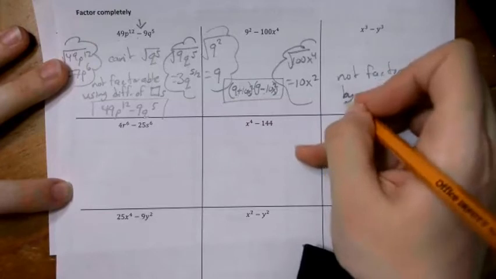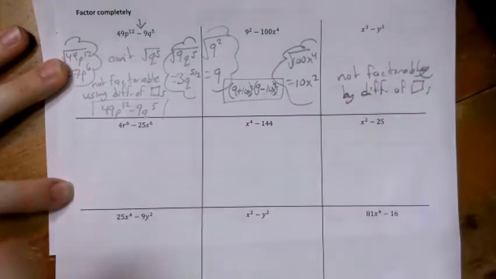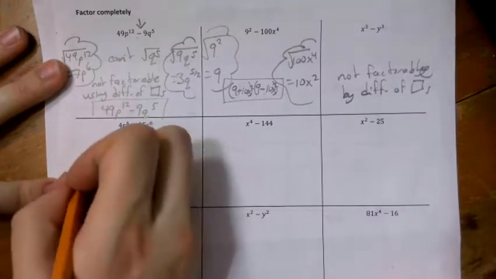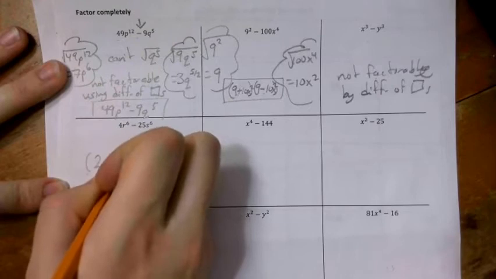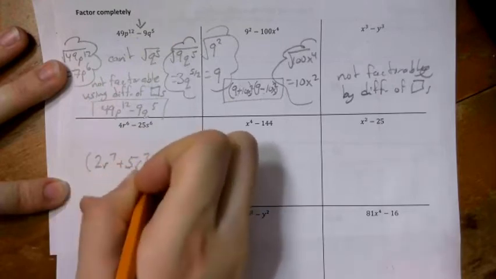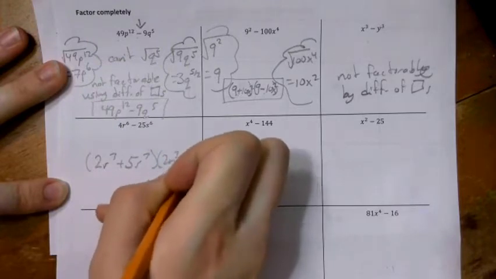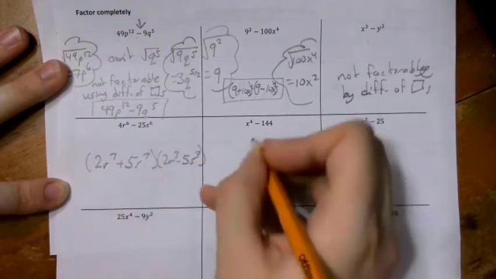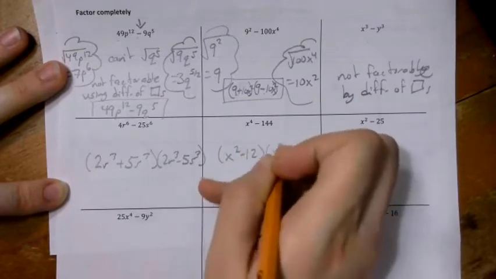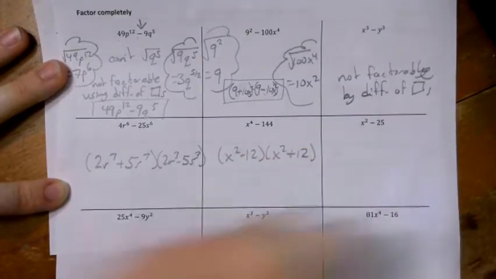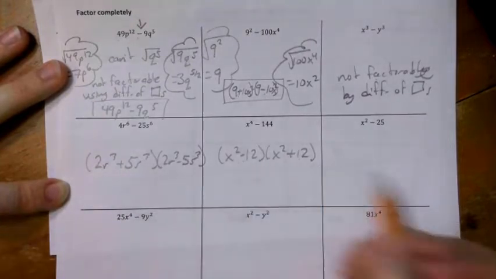Factorable by the difference of squares. For our next one down here, you should have gotten 2r cubed plus 5s cubed times 2r cubed minus 5s cubed. For this one, we should have an x squared minus 12, x squared plus 12. Again, it does not matter if the plus or the minus comes first.